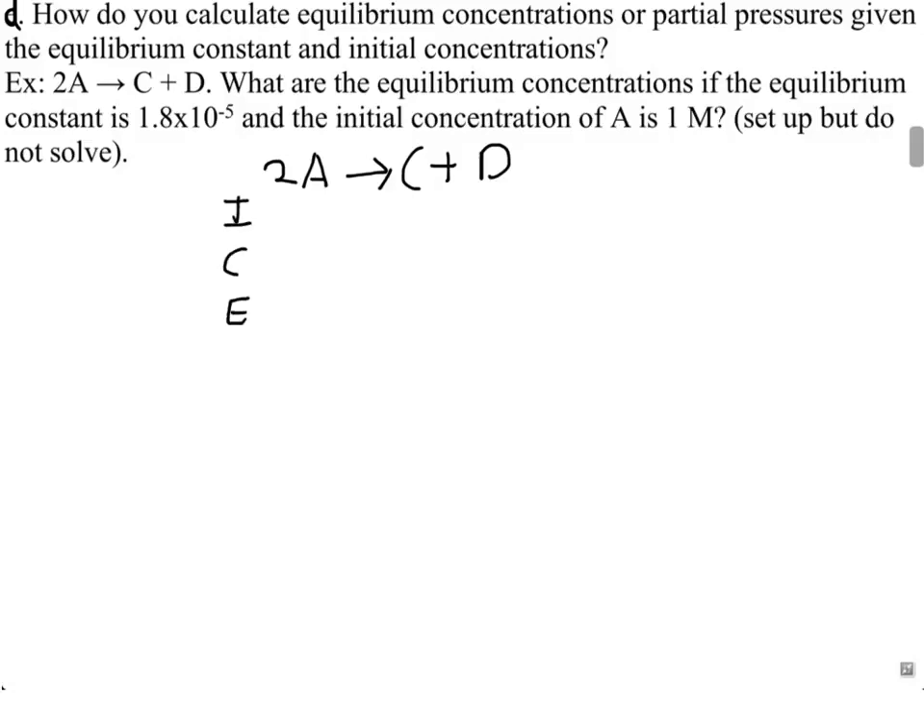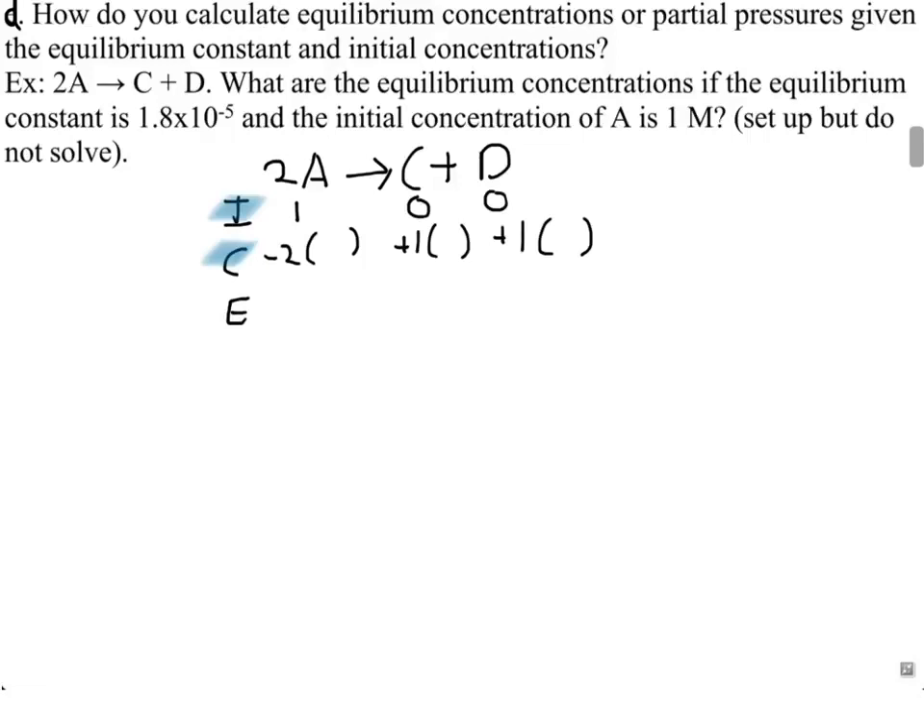So always write the balanced equation. Next to it on the left, put I, C, and E for initial, change, and equilibrium. Okay, what do we do next? The change line. So we're going to put negative coefficient on reactants, positive coefficient on the products, and leave parentheses. Do that for each reactant and product. Okay, for the initial line, we know A is 1 molar because it tells us. We're going to assume the products are 0.